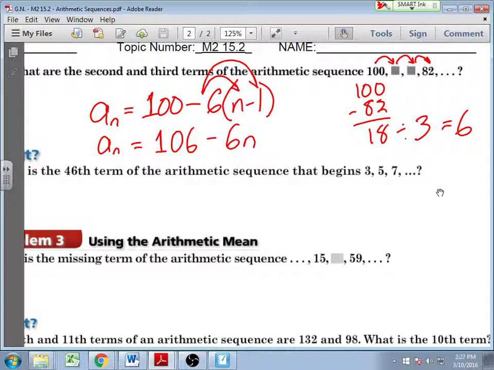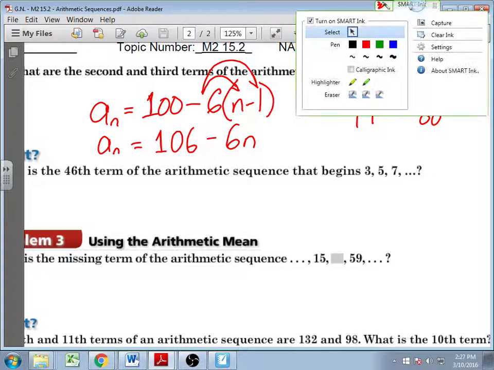I subtract 6 times 2, so really subtracting 12, gets me my next term, and so on. So what are my second and third terms here, really? 94, 88. Any questions up to this point?